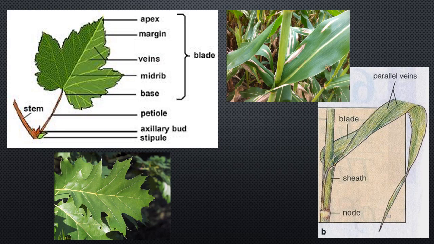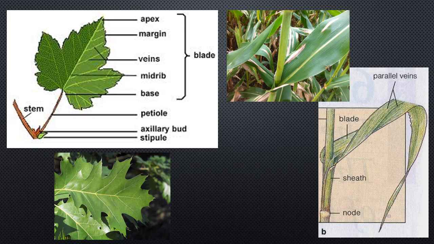So we've been talking a lot about the differences between monocots and dicots, so we want to do that with leaves as well. The leaf morphology is very different between dicots and monocots, and the placement of the vascular tissue within the two is very different as well. So let's start just by looking at the leaves themselves.